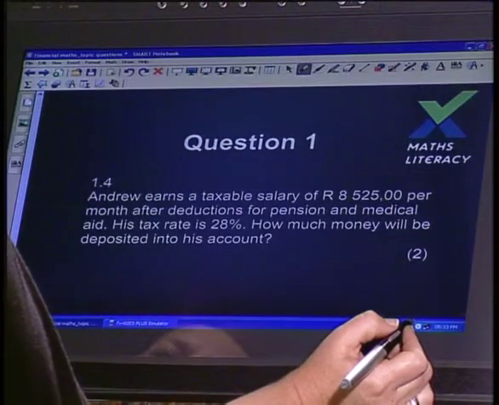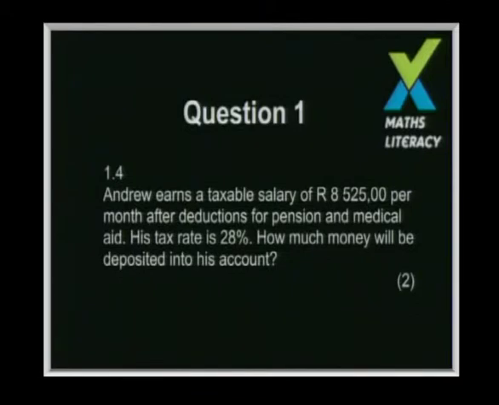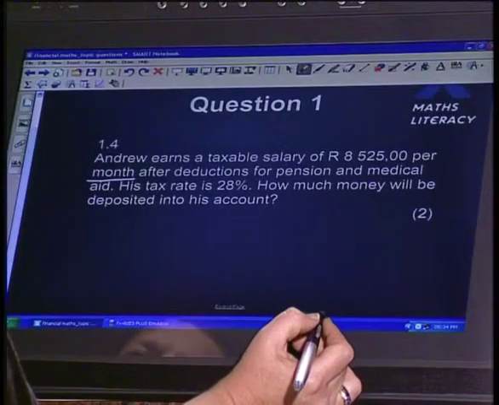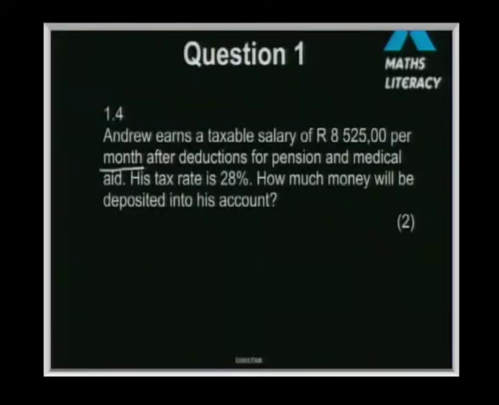Andrew earns a taxable salary of 8,525 rand per month. After deductions for pension and medical aid, his tax is 28%. How much will be deposited in his bank account? Right, now what we need to realize is that he's got a salary. The deductions have been taken off already, so he's paid his pension and his medical aid. So the only thing left he has to pay is his tax.